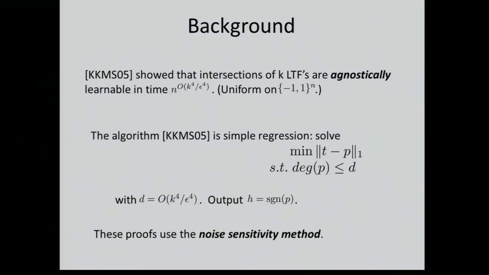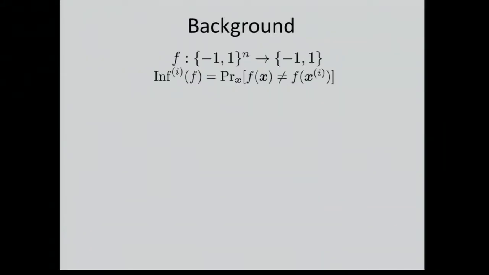And so the proof here relies on the noise sensitivity method. This is how we get things like functions of k LTFs. A little bit more background. If we're in the Boolean cube, the influence is defined as just the probability that if we flip the ith coordinate of a string, this changes the value of the function. We won't actually use this measure too often.